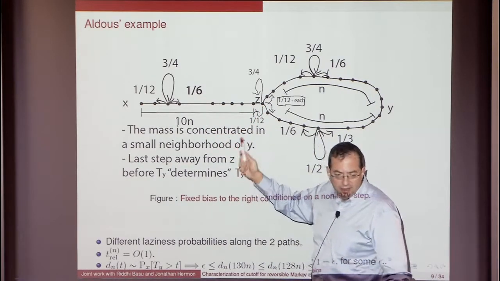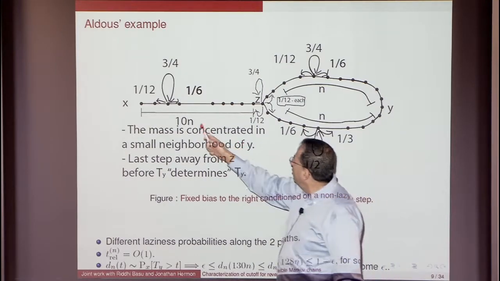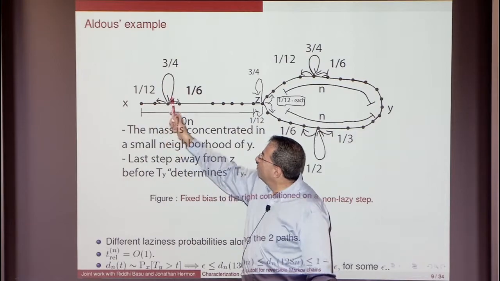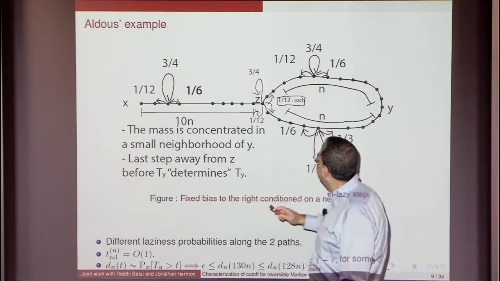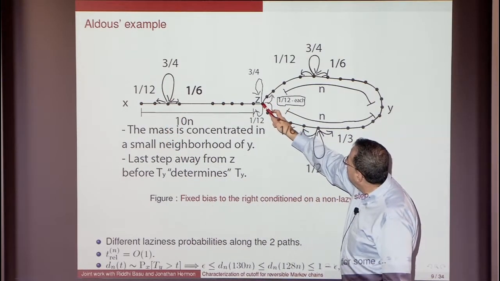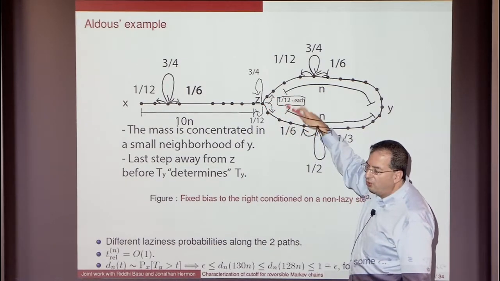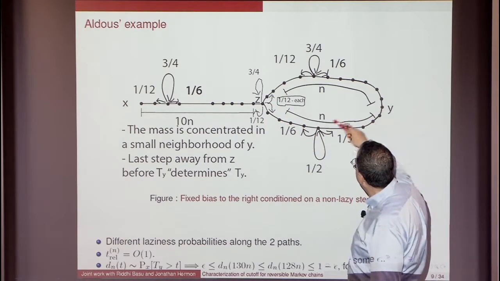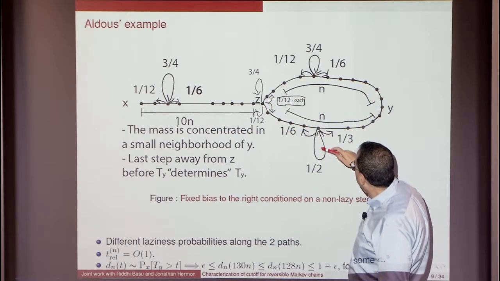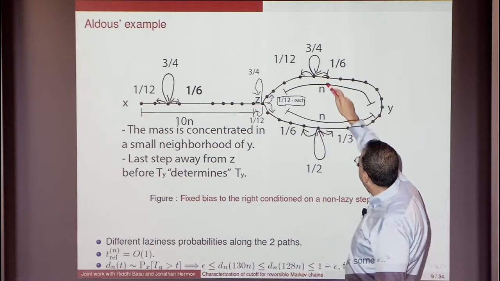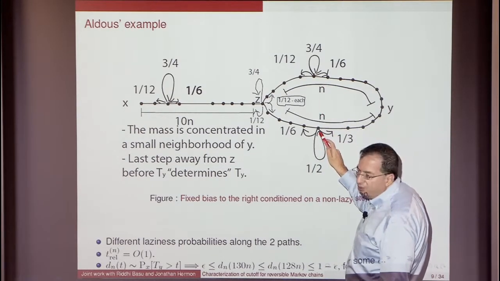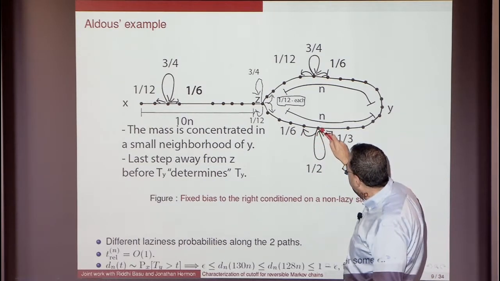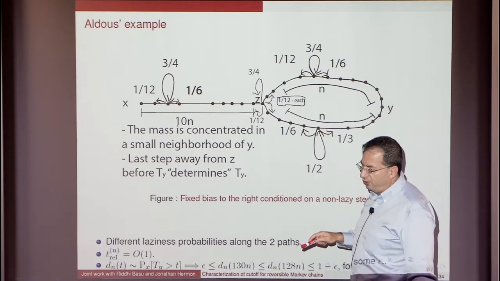Here we made it 10n, but there's some flexibility. And on this path, you go right with probability 1/6, left with probability 1/12, and it's very lazy. It stays here with probability 3/4. And then it gets to this point here, where with probability half it goes up or down. Then you basically have the same chain on the bottom and the top, but on the bottom it's half lazy. Every time, it moves to the right with probability 2/3 and left with probability 1/3. But here it's lazy with half, here it's lazy with 3/4.